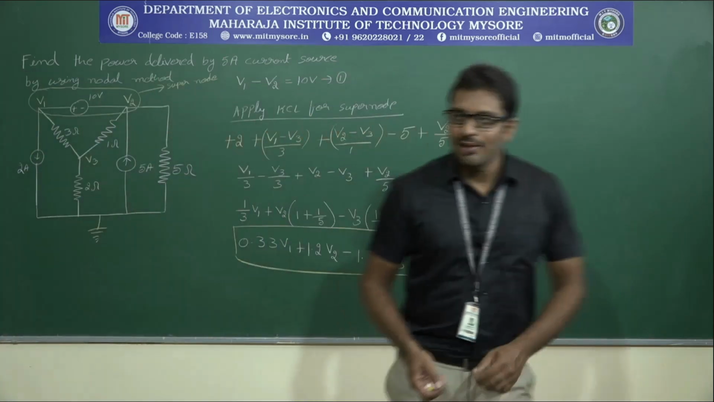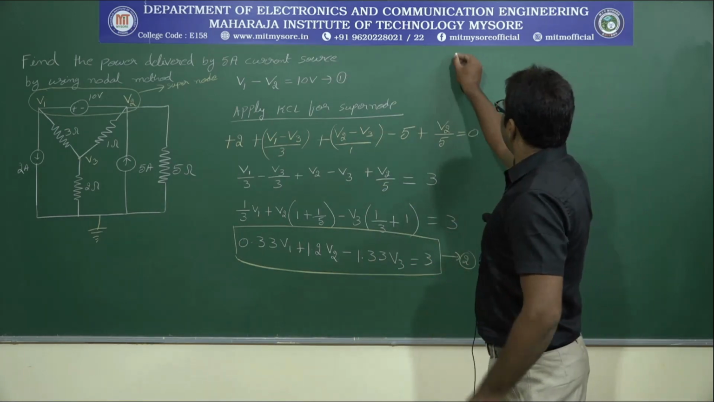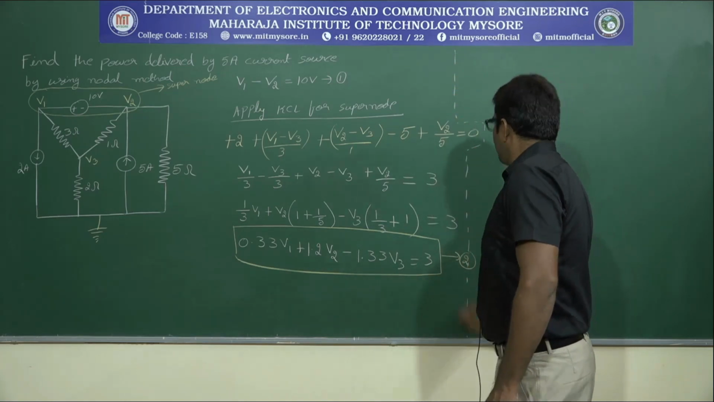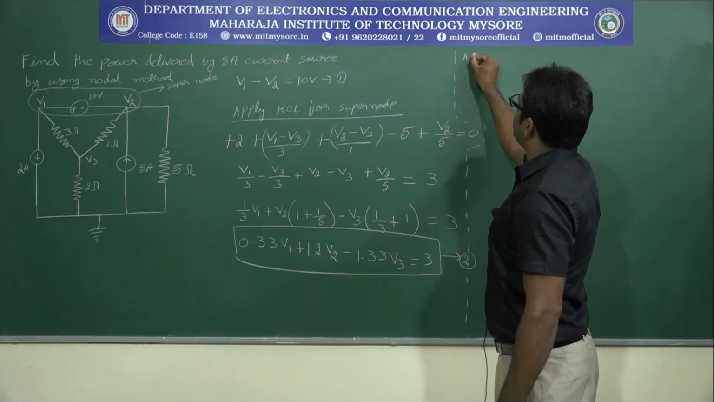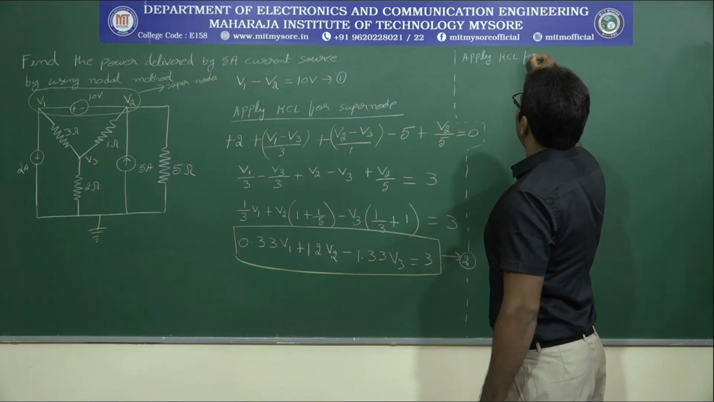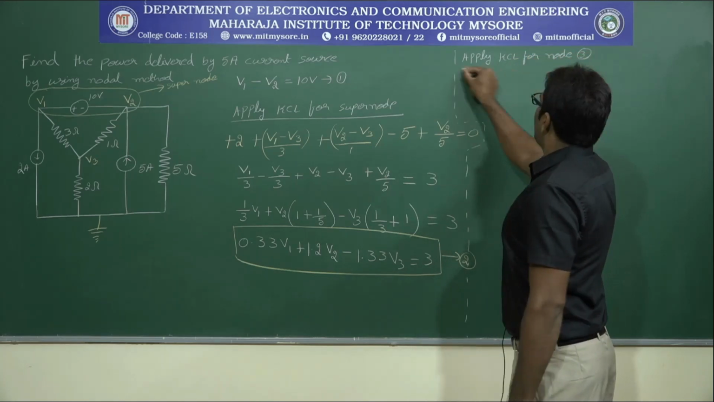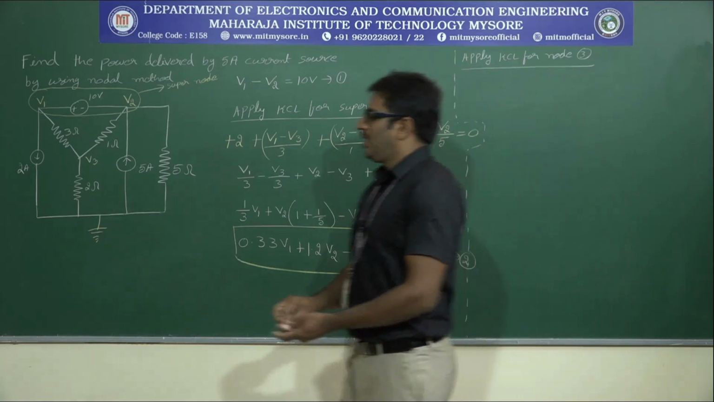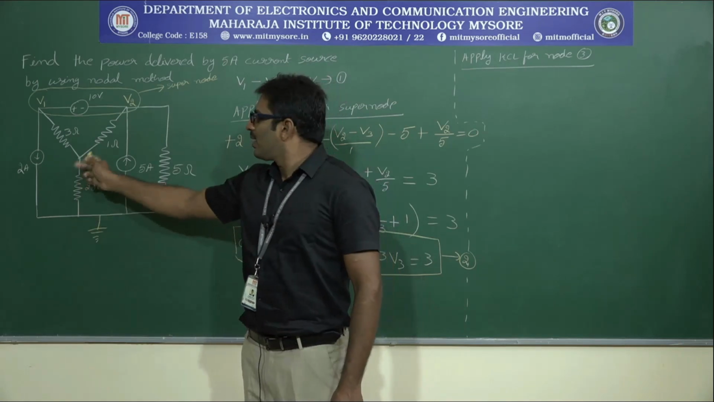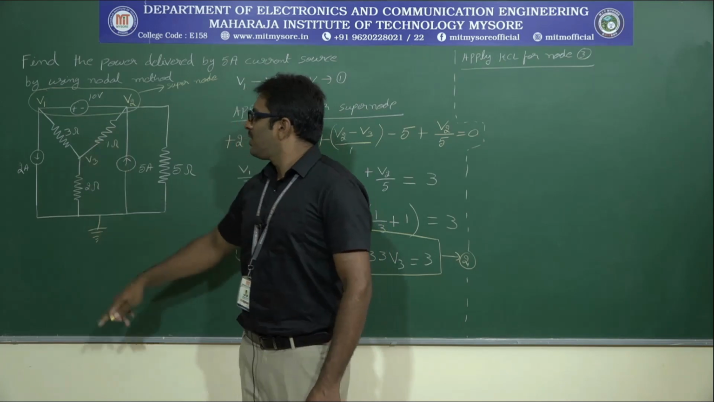Now, what is the last one? I mean, the remaining node, node number 3. So, apply KCL for node 3. See, this is node number 3. How many branches are connected to node 3? There are 3 branches connected to node 3. Apply KCL for this node 3.